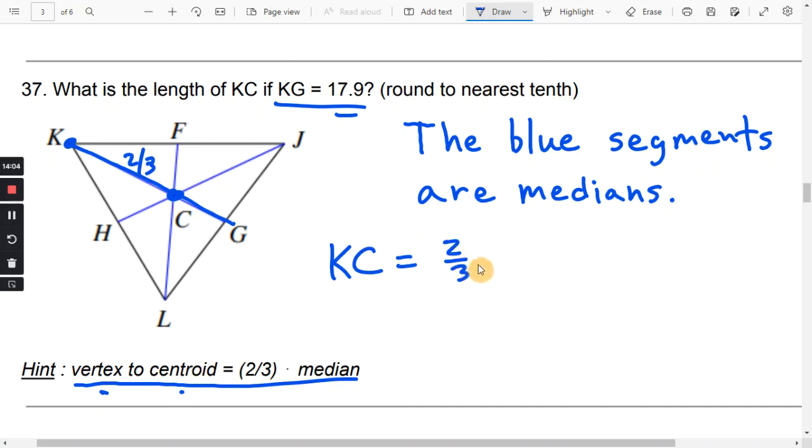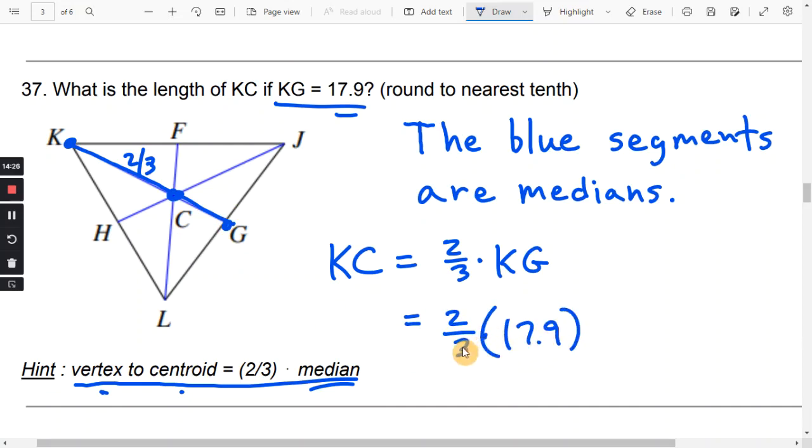And that equals 2/3 of the median, which is the whole thing, KG. All right, just for your information, median goes from vertex to midpoint. So we're looking at 2/3 times 17.9.